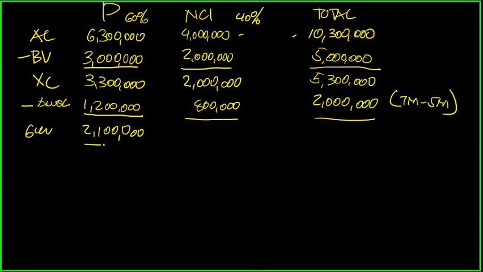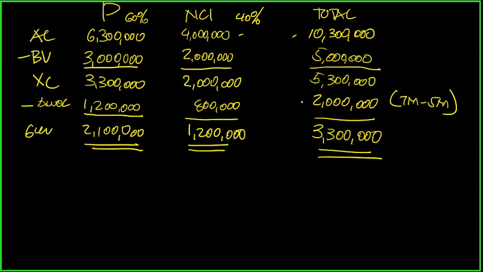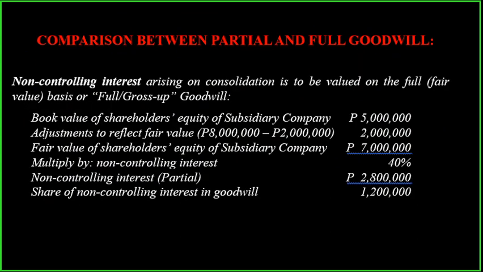Ayan. Pero dahil full goodwill, meron na rin share ang NCI, which is 1,200,000 for a total of 3,300,000. And this should also be the difference of these 5.3 minus 2. Yes, okay. So, tama siya. I-check natin na how much is your NCI under full goodwill? It's 4 million. And what is your goodwill? Full goodwill approach is 3,300,000 pesos.